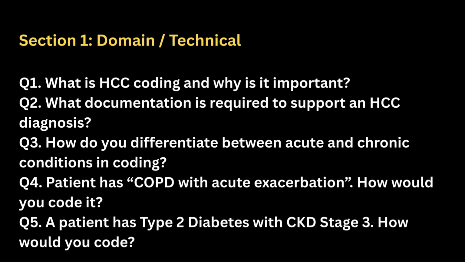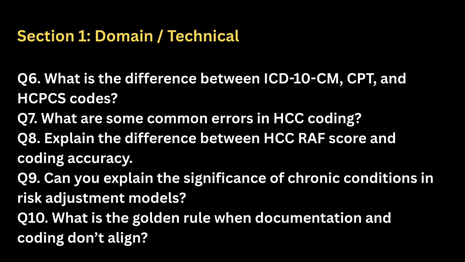First question they have asked, what is HCC coding and why is it important? Second question, what documentation is required to support an HCC diagnosis? Third, how do you differentiate between acute and chronic condition? Fourth, patient has COPD with acute exacerbation, how do you code? Fifth one, a patient has type 2 diabetes with CKD stage 3, how would you code?